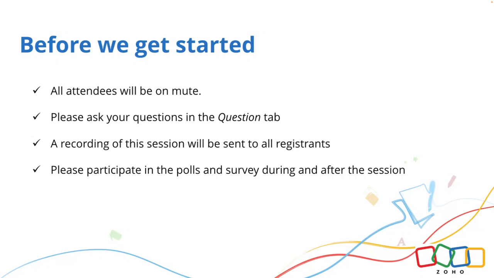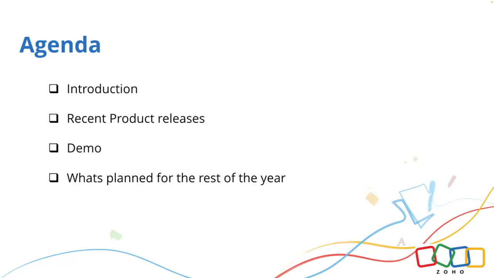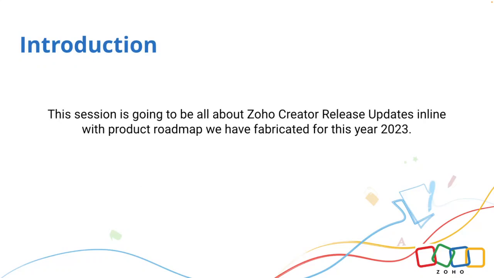All right, so let's go ahead and start with the agenda of the session. We are going to talk about the introduction part, what all things we are going to cover. Then we are going to discuss recent product releases. After every explanation, we'll go with a small demonstration of what we have talked about. We'll give an example and demonstrate it for you, and we'll also discuss what is planned for the rest of the year. So without wasting time, let's start our session.